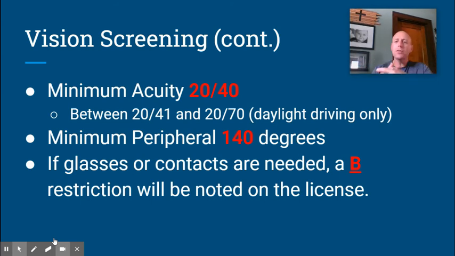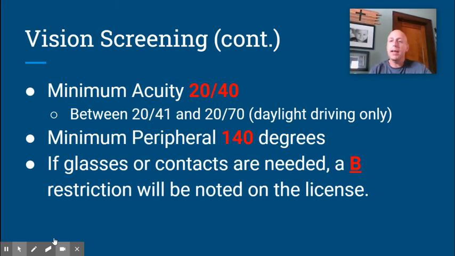So to get your driver's license, you don't have to have 20/20 vision. You have to have 20/40 vision. So your vision doesn't have to be perfect for you to get a driver's license. So what this means is that you could read something from 20 feet away, and someone that has 20/20 vision could read that same thing from 40 feet away. So that's what 20/40 means.